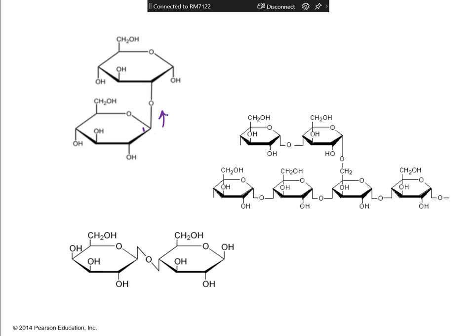Pointing up is beta. So this is beta connecting carbon 1 and carbon what? 2. So you see that's beta connecting carbon 1 and carbon 2. Then this bottom one. Bottom one is beta, right? Because it's going up. Connecting 1 and 4, because they're still side by side.